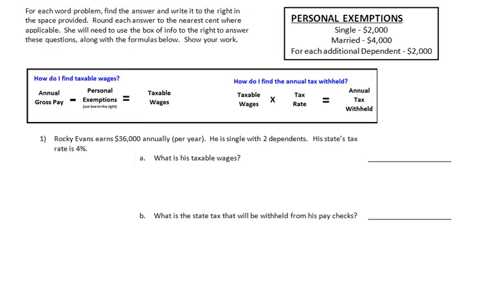Mr. K here again, talking about section 2-2 for business math. As I mentioned in our last video, in chapter 2 we're really beginning to talk about the different types of taxes and other deductions that are going to be taken out of your paycheck when you work a job.